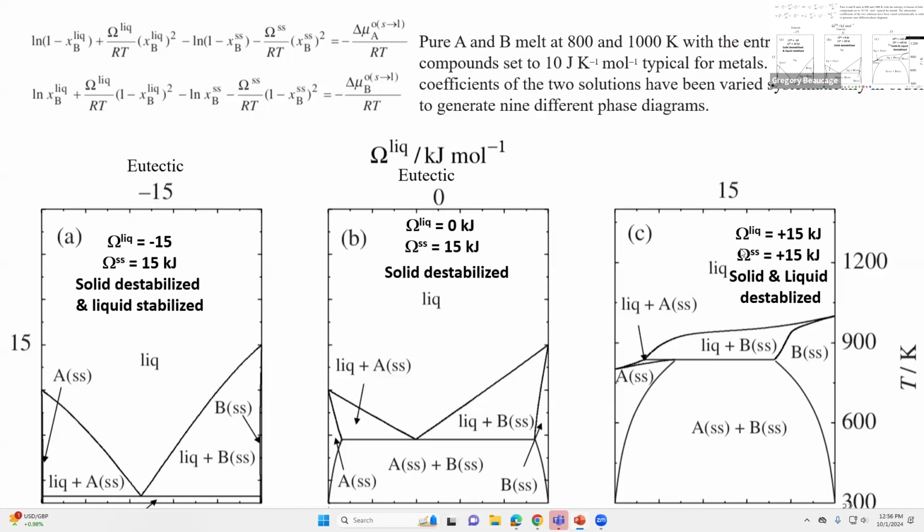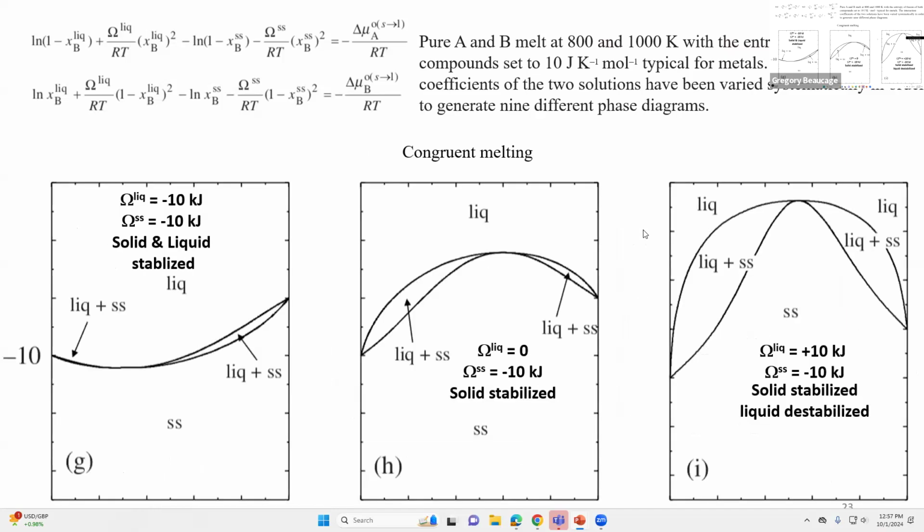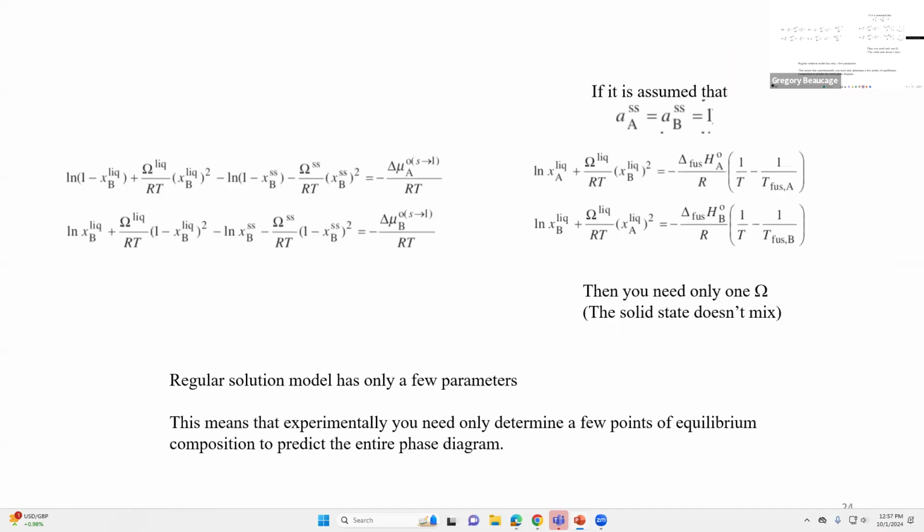Because there's only 2 parameters, you only need to do 2 measurements. If you do 2 measurements on this phase diagram, then you can predict the entire phase diagram. It's kind of incredible. It's only 2 unknowns. As long as you follow the Hildebrand model, that's all you need to reconstruct the entire thing. You don't have to measure every possible temperature and every possible composition. You need 2. It's a real show of force that it works.